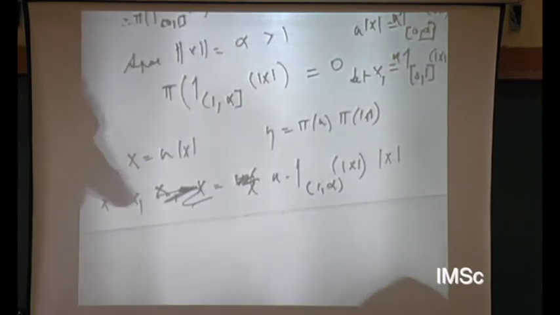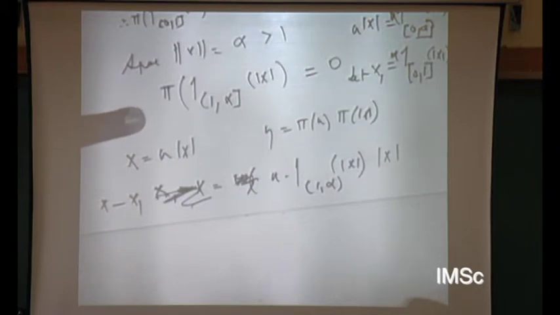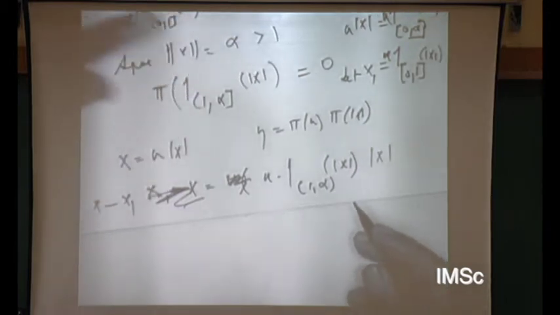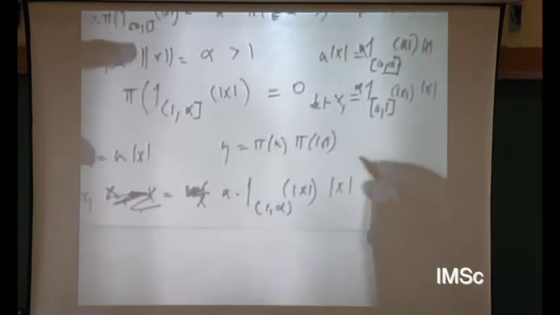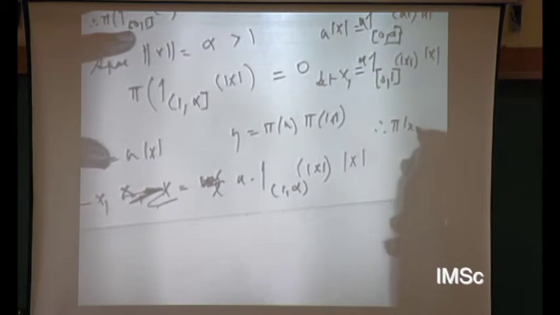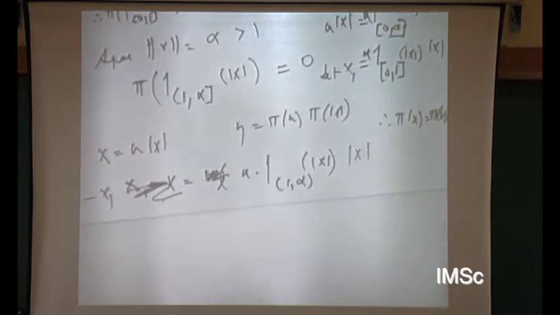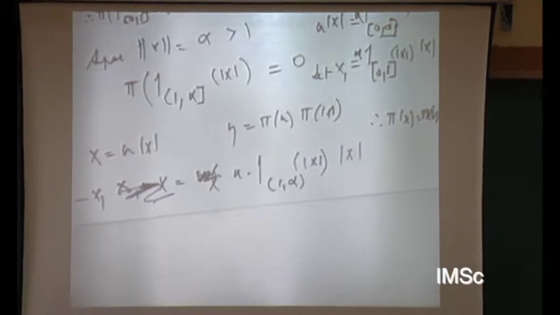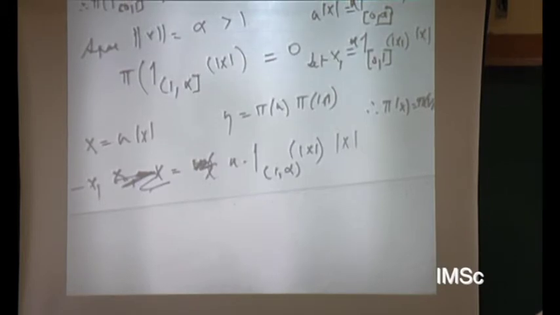So if I apply pi to both sides, in the middle I'll have the pi of 1 alpha |x|, but that fellow is 0. So the conclusion is that therefore pi of x equals pi of x1. Now pi of x was your y, the y you started with.